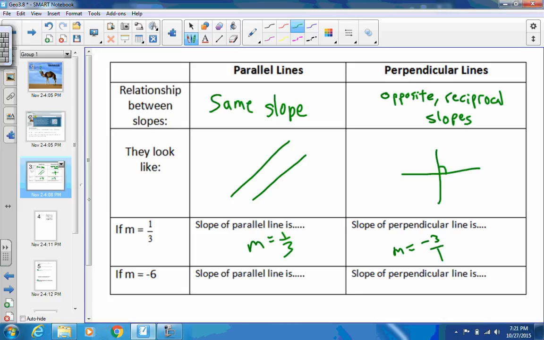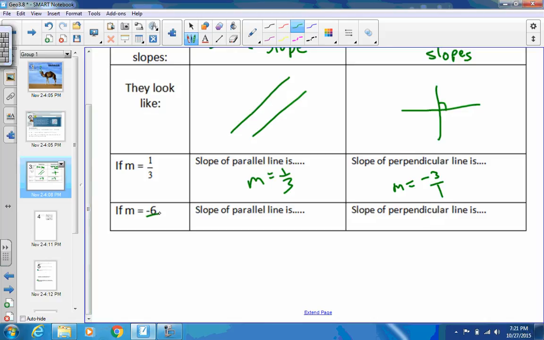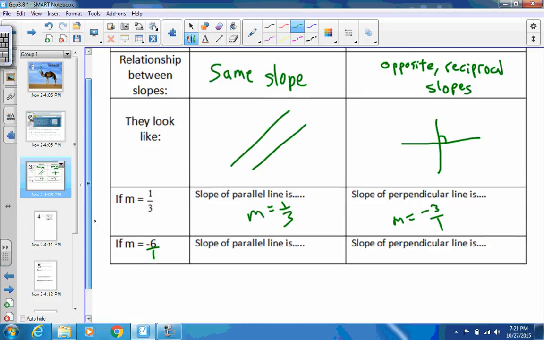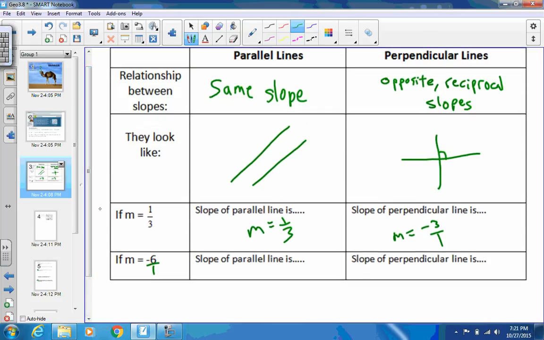How about we have -6? Always put it over 1, so that you have the rise and the run. The slope of a parallel line to that would be the same again, -6/1. And perpendicular, hopefully you can do the opposite and the reciprocal. So it was a negative, this time it's going to become a positive, 1/6.